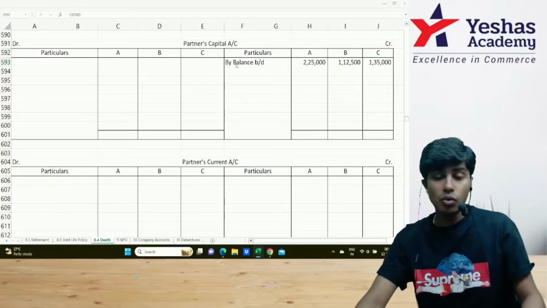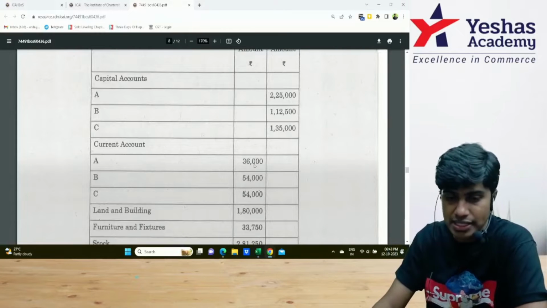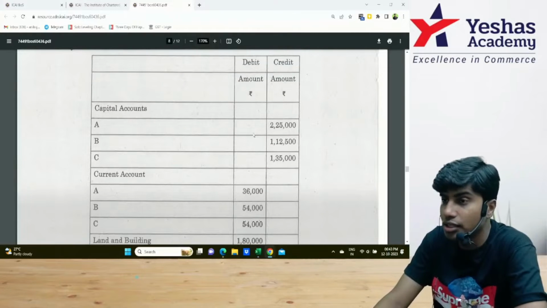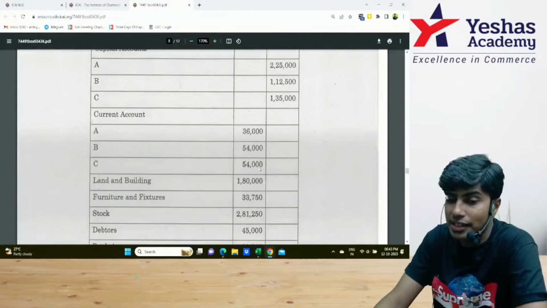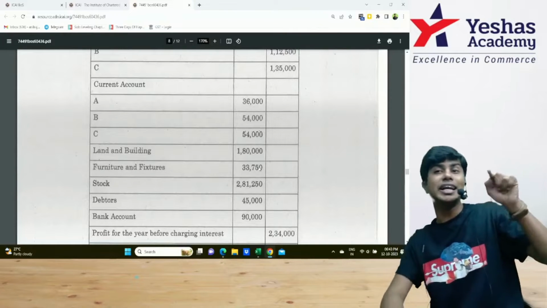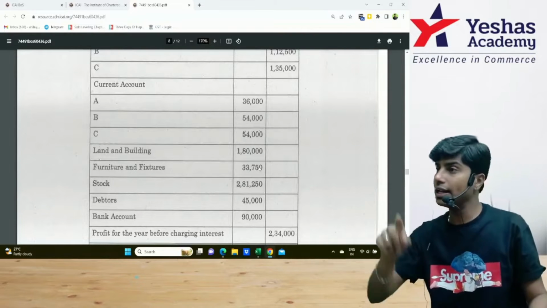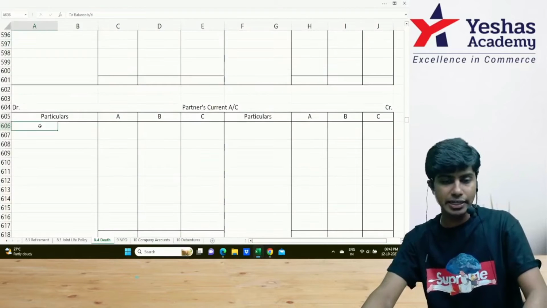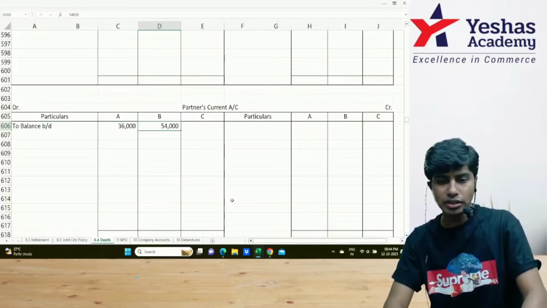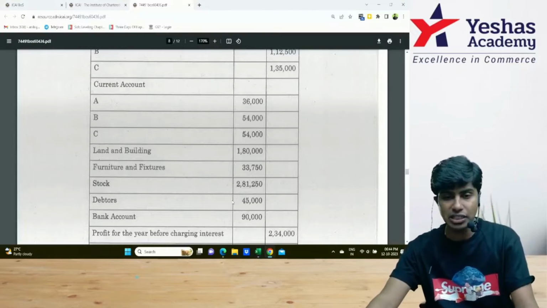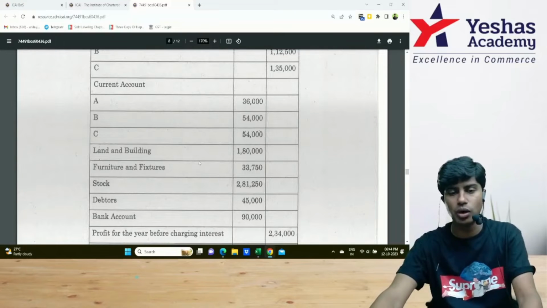Done. What's after that? We have current account balances 36, 54, 54. This is on the debit side. So all the three partners have negative balance in their current account. So in my current account, I'll not write on the credit side by balance brought down. Instead, I'll write on the debit side to balance brought down. So let me write in my partner's current account to balance brought down 36, 54, and 54.